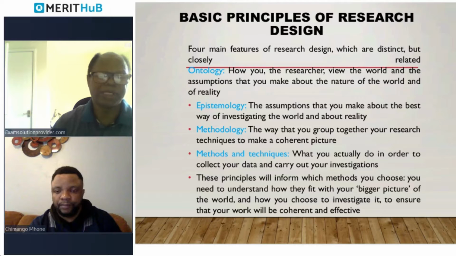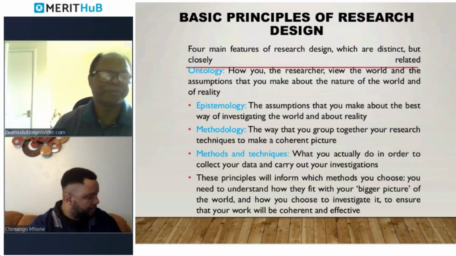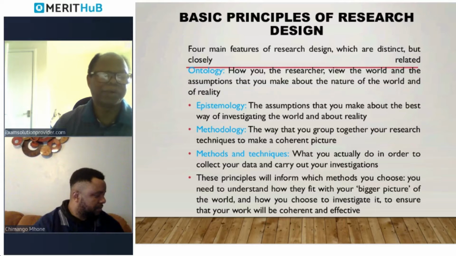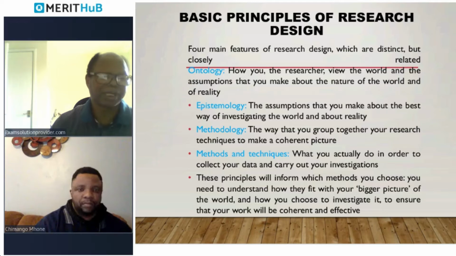Now, these principles will inform which methods you choose. You need to understand how they fit with your bigger picture, with the whole of your design of the world, and how you choose to investigate it to ensure that your work will be coherent and effective. More importantly, it will be believable. There's no point doing research when the outcome of it, the results you get, no one can believe it. That is not going to help you at all.